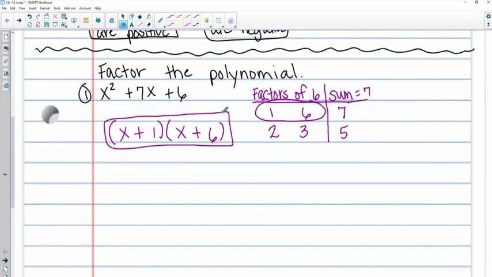Now, if you're not sure if your answer is correct, you can do FOIL to check. Okay? So if I do FOIL, I'm going to do the first, right? So x times x is x squared. X times 6 is 6x.